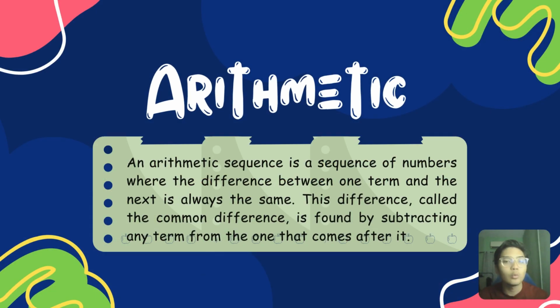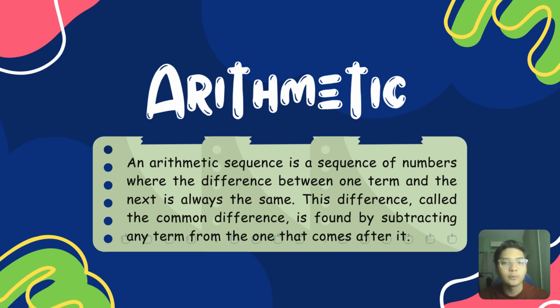So what is an arithmetic sequence? An arithmetic sequence is a sequence of numbers where the difference between one term and the next is always the same. We call this difference the common difference. To find it, we subtract any term from the one that comes after it.